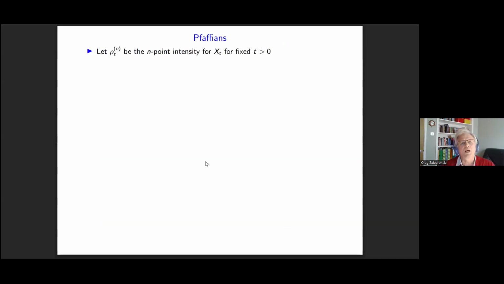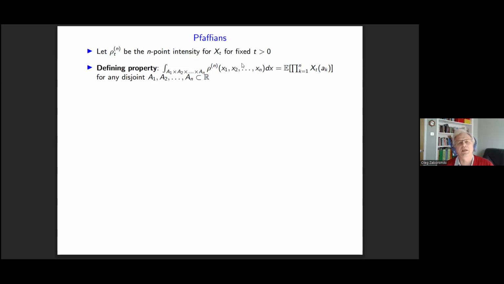Okay, so now let me review the Pfaffian structures. I'm going to describe xt, my empirical measure, in terms of its endpoint intensities, which I will be denoting by rho t. Its defining property is that if I take the endpoint density and integrate it over the product space consisting of disjoint subintervals of R, then I will get the expectation of the product of the number of particles in the corresponding intervals.